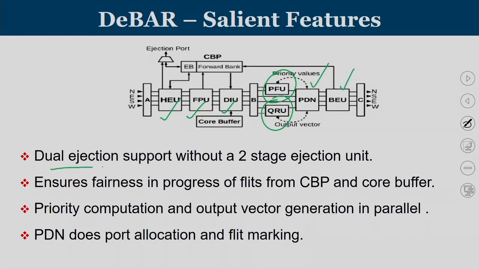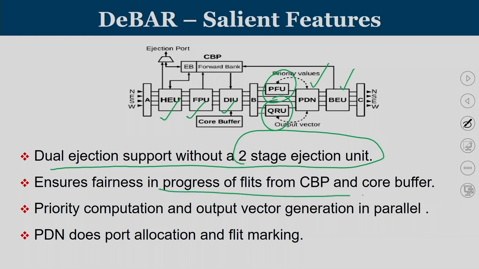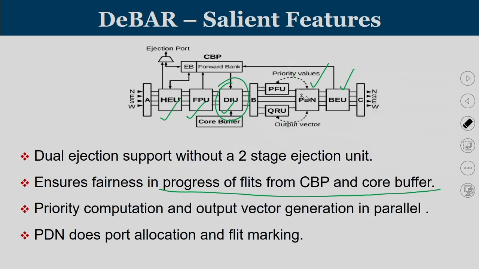So the dual ejection support without two stages of ejection, still we can manage two ejection with the help of a side buffer. And to ensure fairness in the progress of flits from the central buffer pool and the core buffer, since we are having a dual injection unit that will take care of progress of flits from both side buffer as well as the core buffer, and then the priority computation and the output vector computation. So these two things are happening parallelly. Since these two things happen parallelly, it is going to save little bit of time. And PDN port allocation is done with the help of a flit marking scheme, and that is going to help this overall port allocation.